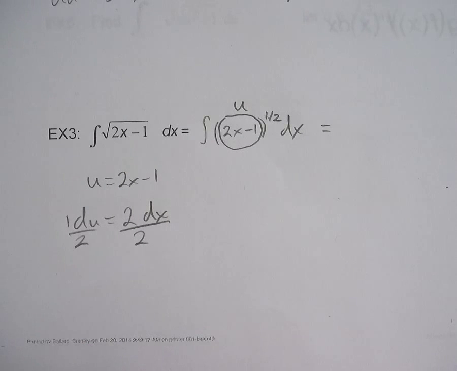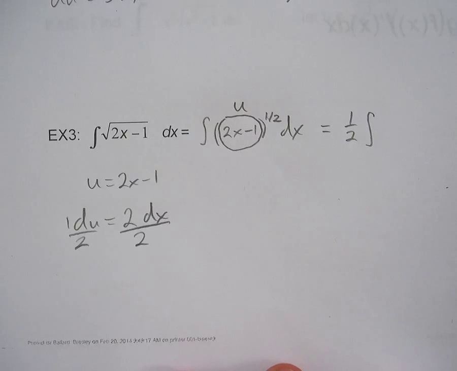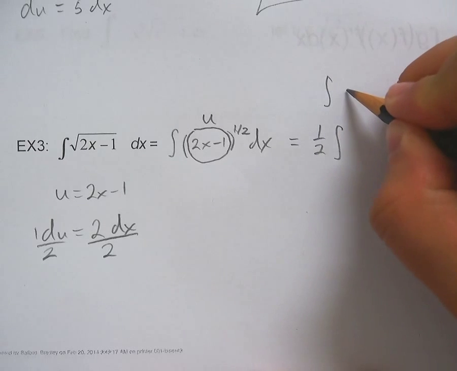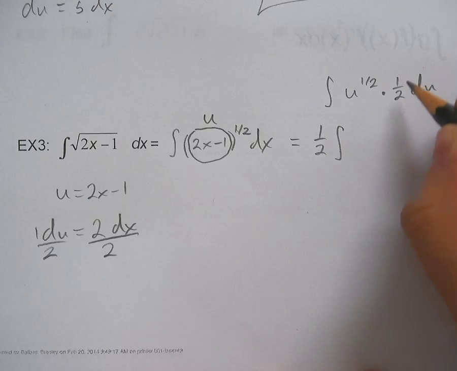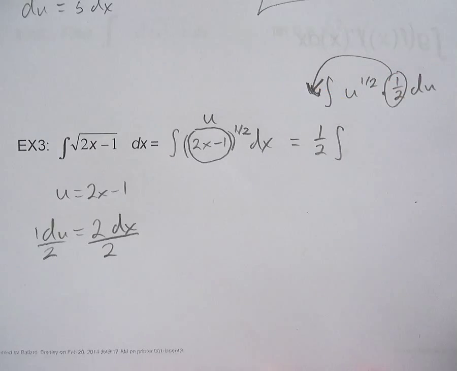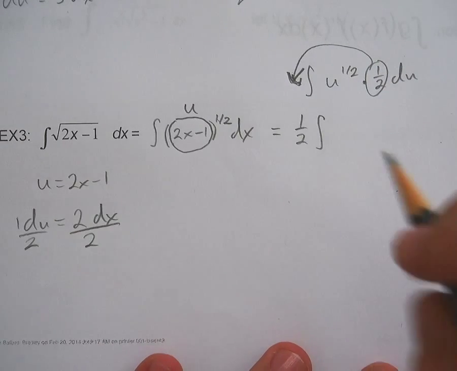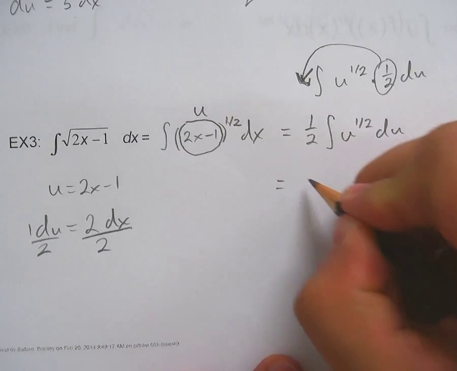I'm just going to skip a step or two here. Remember that the 1/2, if we were to multiply that out, is just a coefficient, so we can bring it straight outside of the integral. If I left it in here, it would be the integral of u to the 1/2 times 1/2 du. All I'm doing is taking this 1/2 and moving it out here. For the sake of time, I would like you to get used to doing that automatically. So this is now 1/2 times the integral of u to the 1/2 du.